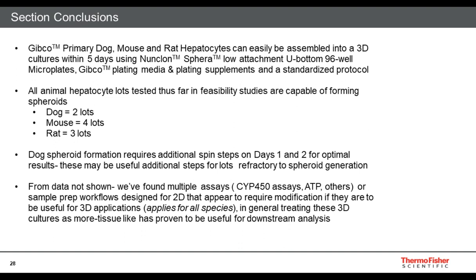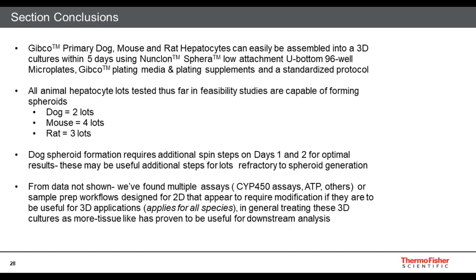Just to have some brief conclusions for this section, for primary dog, mouse, and rat hepatocytes, we've shown we can easily assemble these into 3D cultures within 5 days using the Nunclon Sphera low attachment U-bottom 96-well plate. All of the animal hepatocyte lots that we've tested thus far have shown they're capable of forming spheroids. For dog, we've tested 2 unique lots, for mouse 4 lots, and for rat 3 lots.